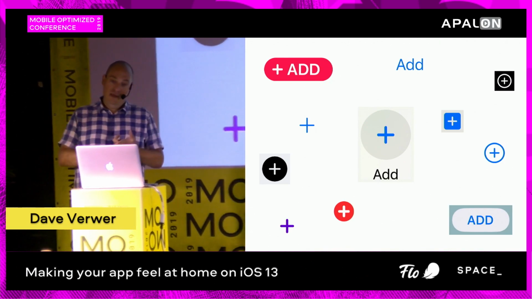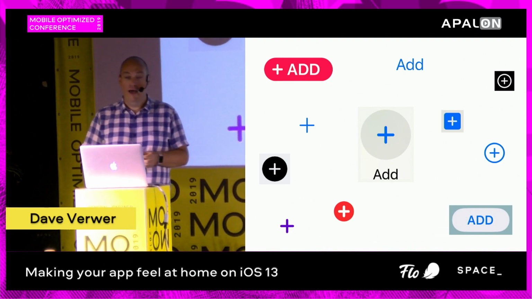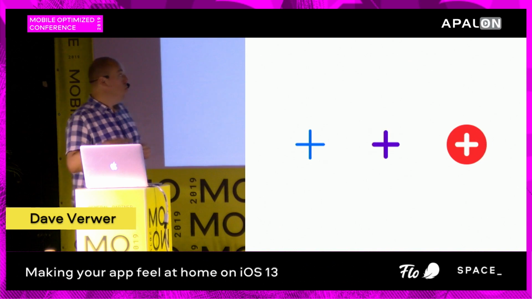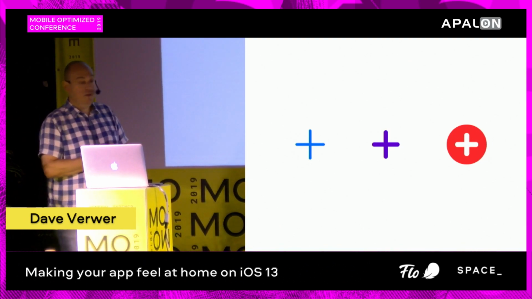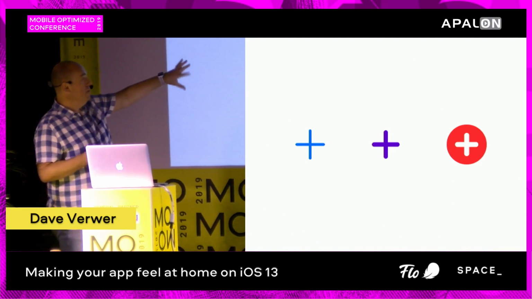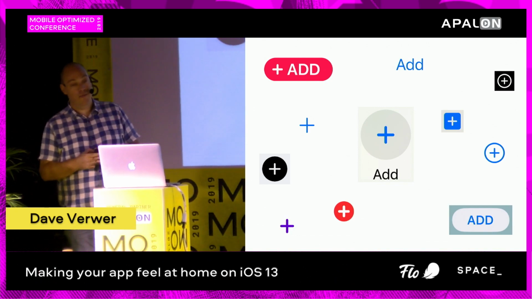Some of them use capitalized text, some of them use all caps text. There's even 3 different weights of the plus glyph. So we have a really lightweight version, a medium, and then a heavyweight version. And these are scattered all over the operating system.